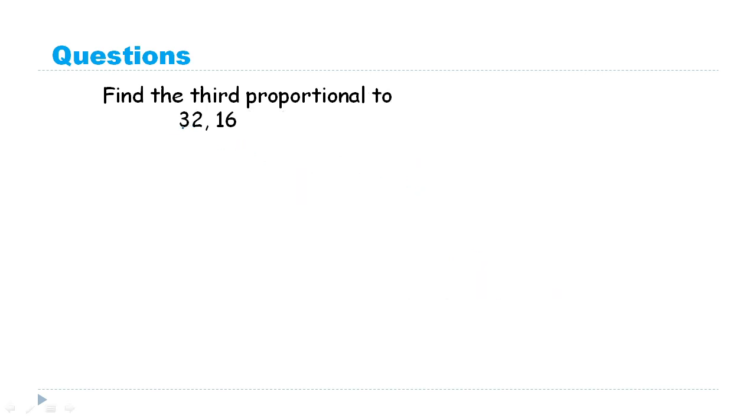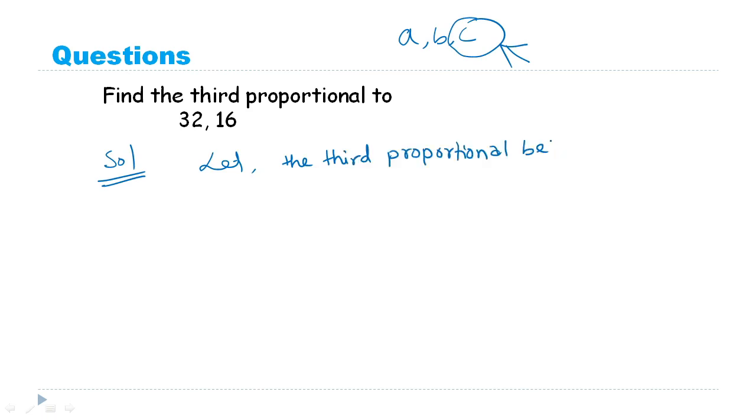The last question: find the third proportional to 32 and 16. In case of continued proportion, c is called the third proportional, so we need this one. Let the third proportional be x. Therefore 32 is to 16 is equal to 16 is to x.